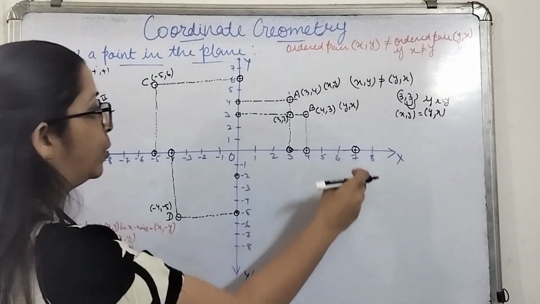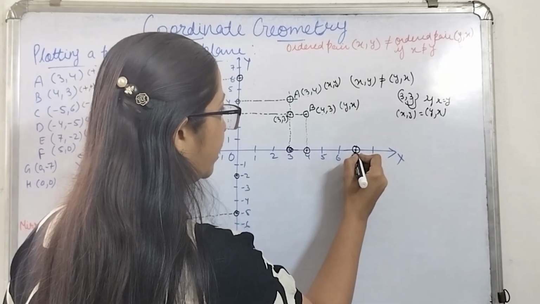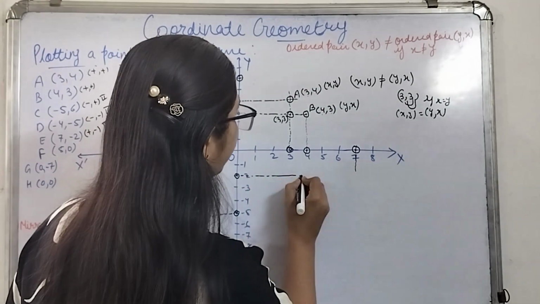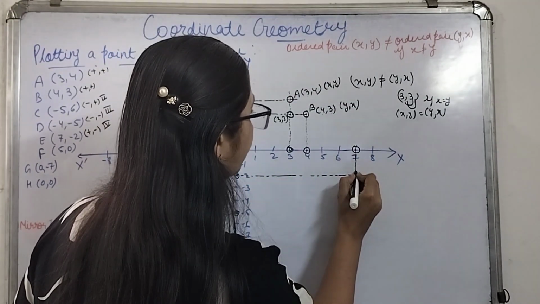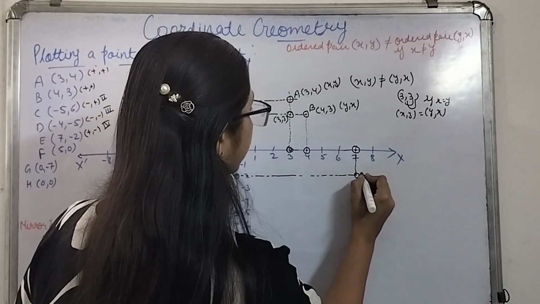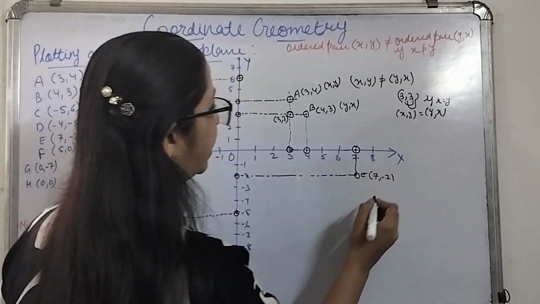So we will draw perpendiculars in the fourth quadrant from both the points. From here I'll be drawing the perpendicular. From here also I'll be drawing a perpendicular. The point where they intersect each other will be the point E, and its coordinate is (7, -2).